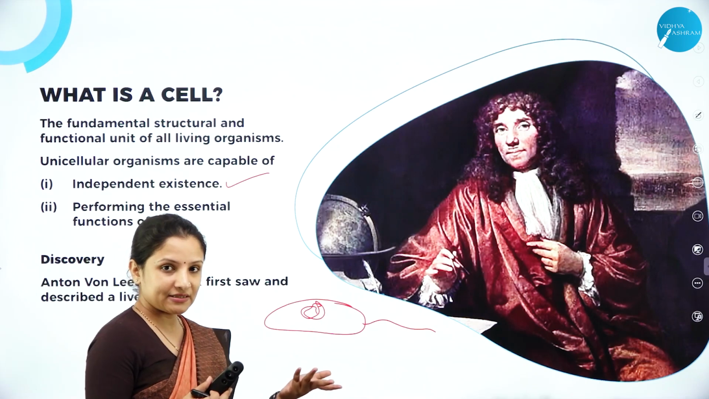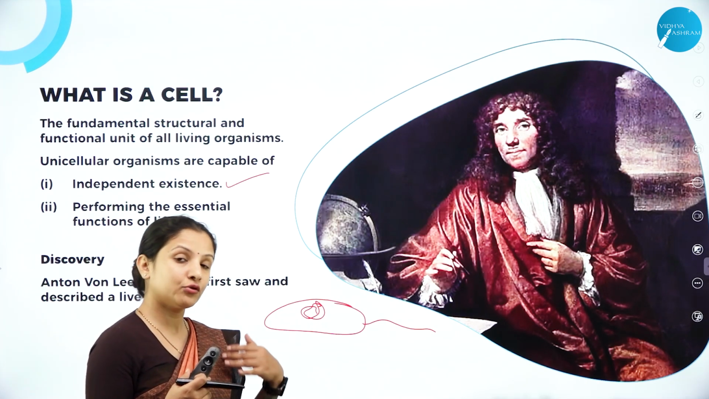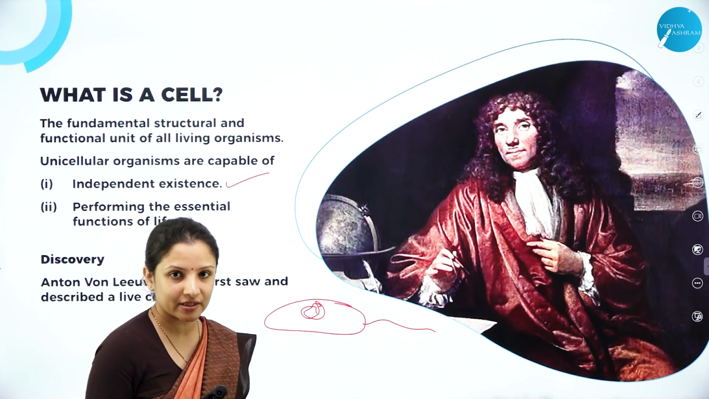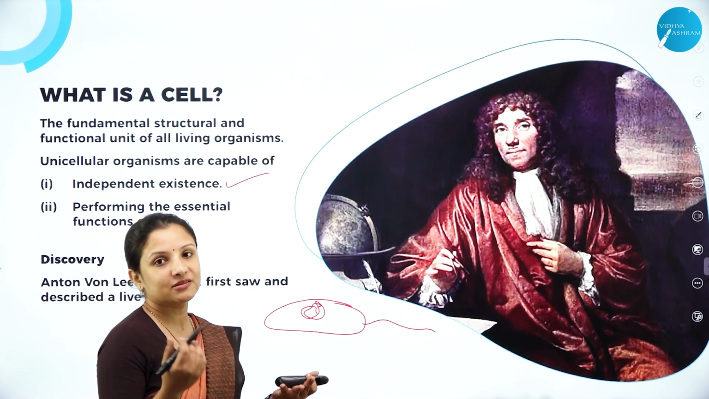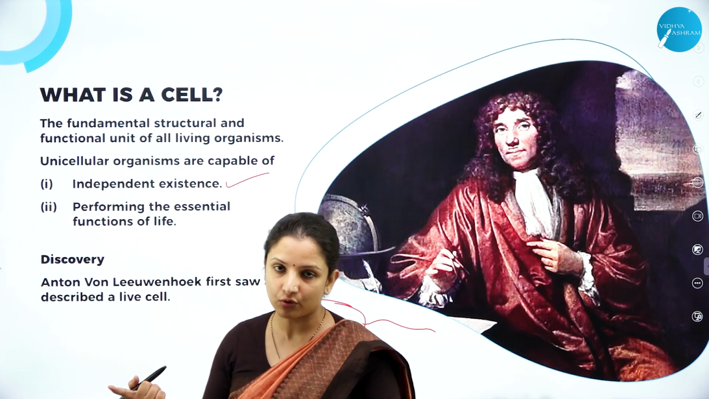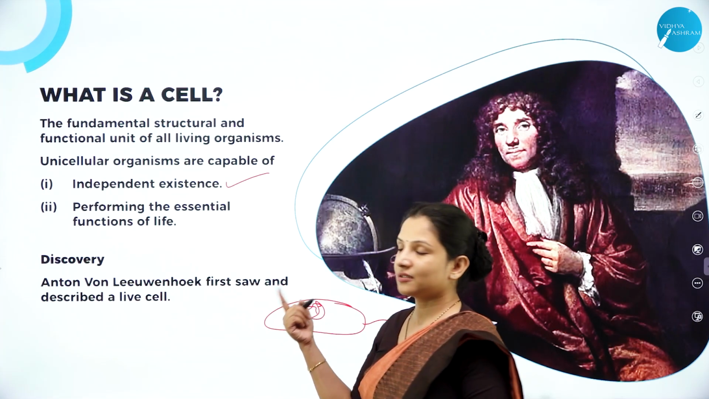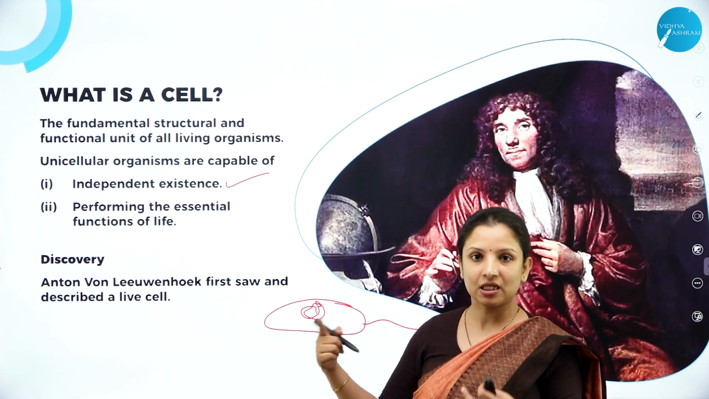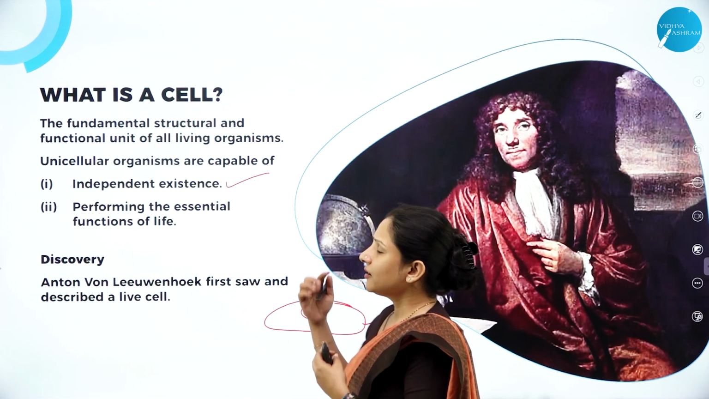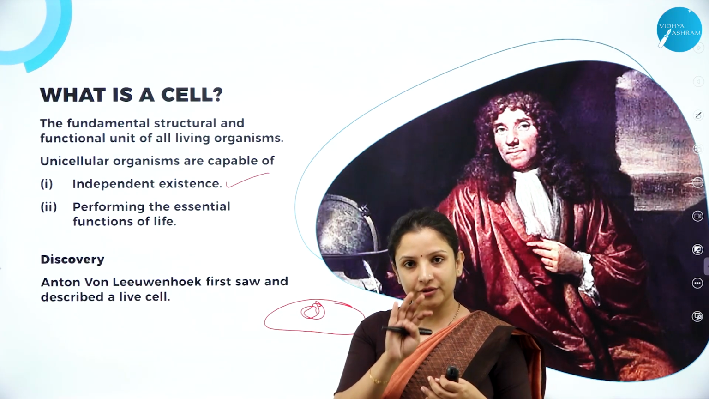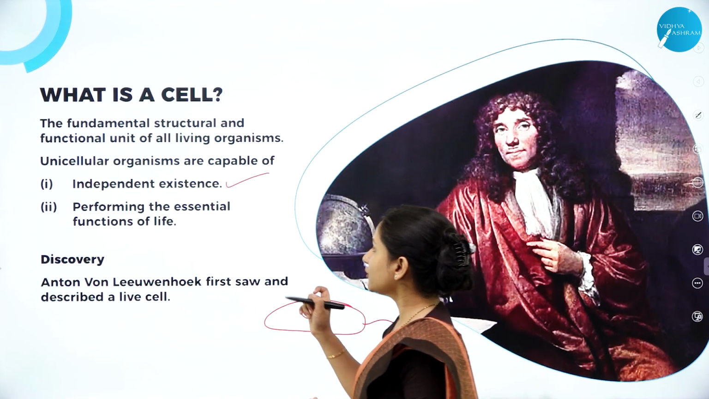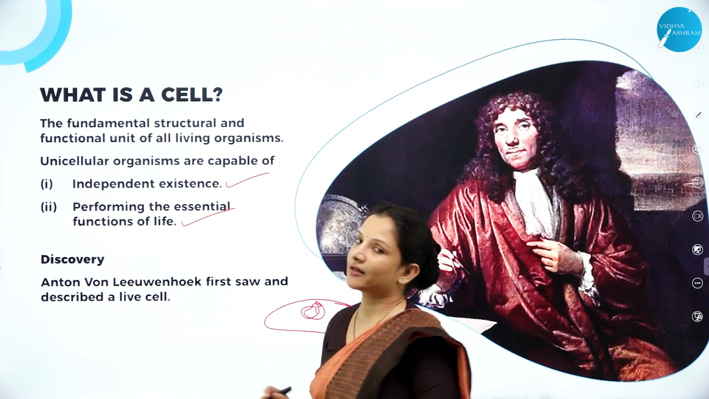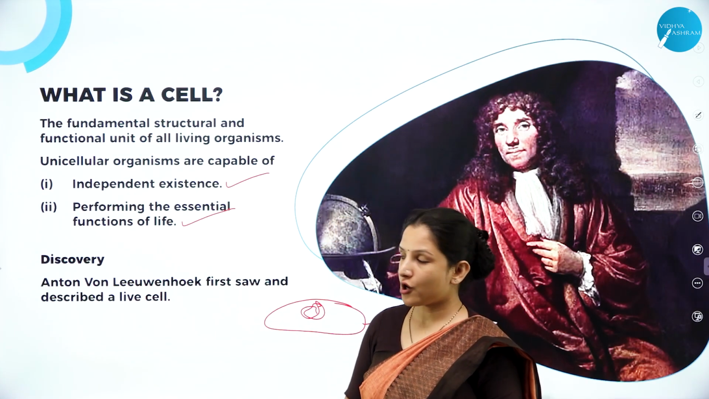For example, yeast. Yeast is unicellular, though yeast is a eukaryote. Again, yeast is made up of just one single cell that survives on its own. So, unicellular organisms are capable of existing independently, and that single cell in a unicellular organism performs all the essential functions that are needed in that particular organism.